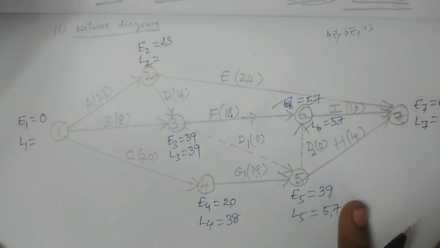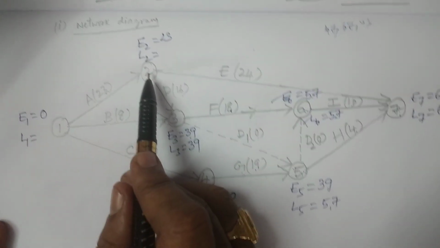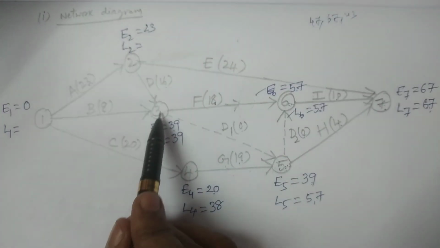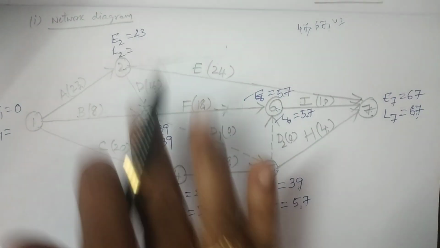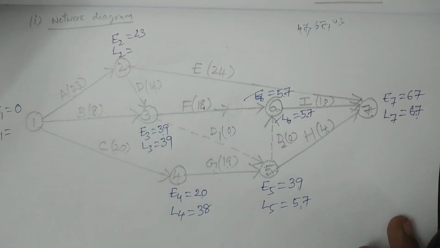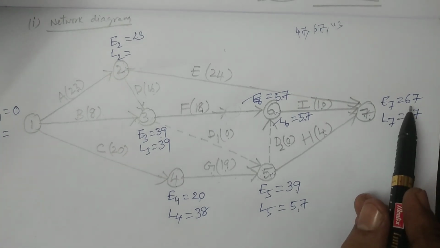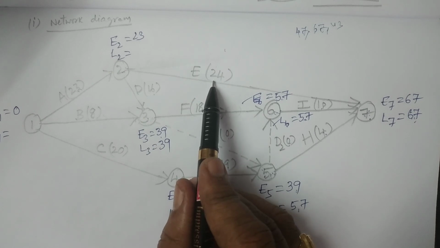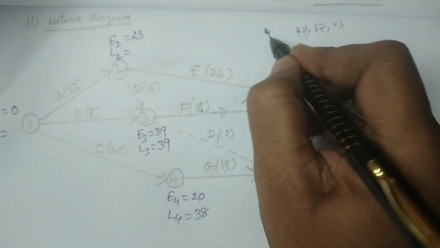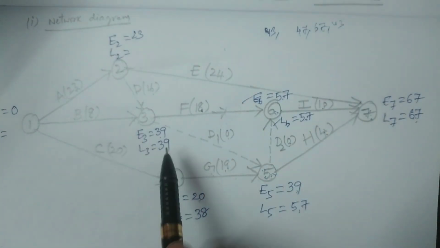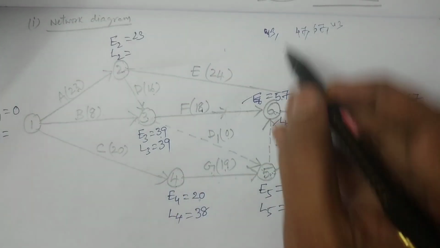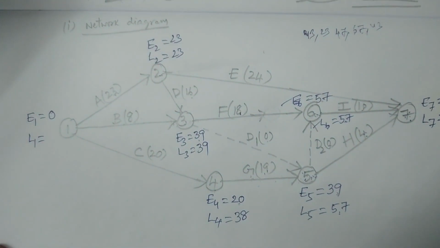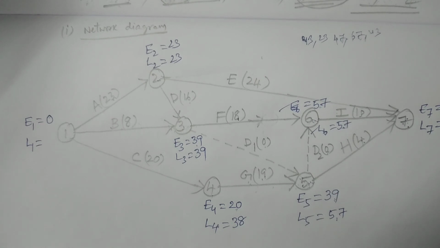And coming back to the second event, it is connected by 2 to 7, 2 to 3. Therefore you have to consider the minimum. From 7, 67 minus 24, 43. I am writing here 43. And then 39 minus 16, 23. The minimum is 23. Right?